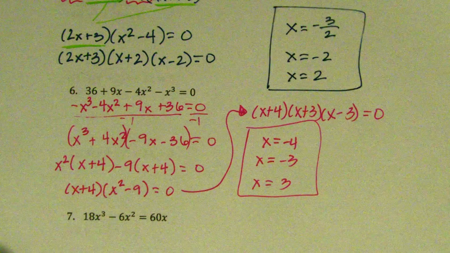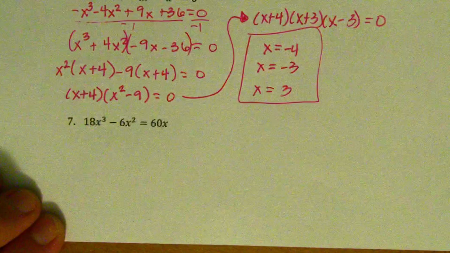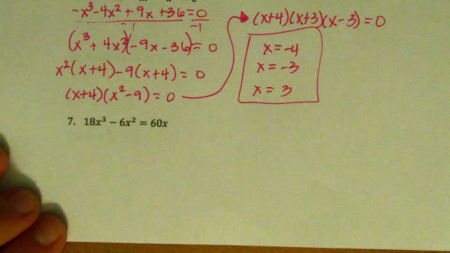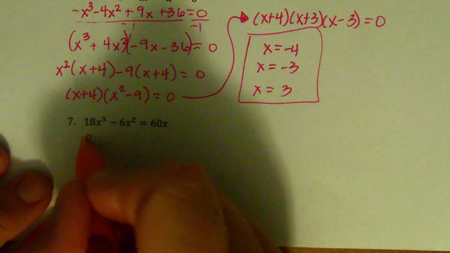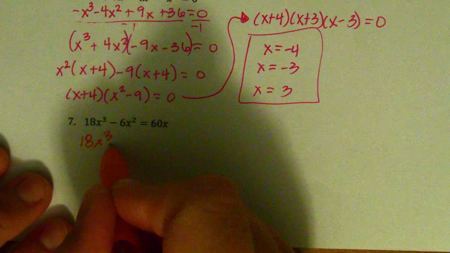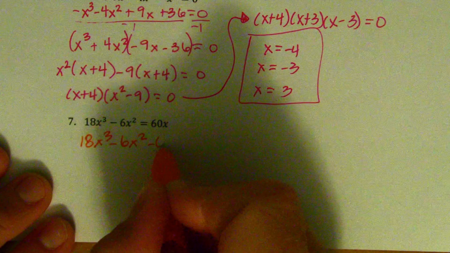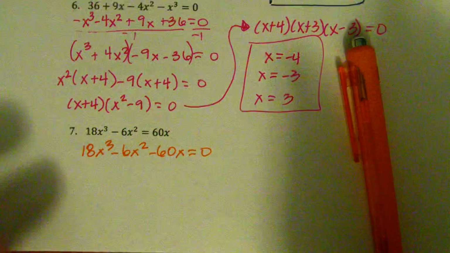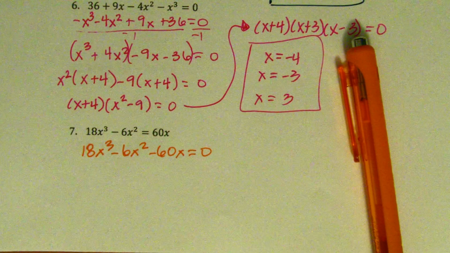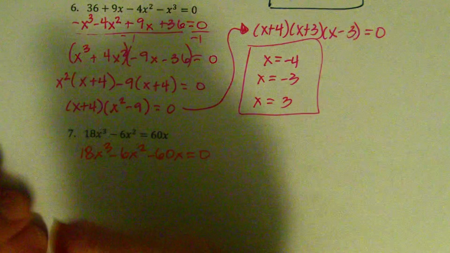We have another one at the bottom of this page, and it is not set equal to 0, so the first thing I want to do is subtract 60x over to this side. I have 18x cubed minus 6x squared minus 60x equals 0. And these three terms have a few things in common. They all have a common factor of 6, and they all have an x.